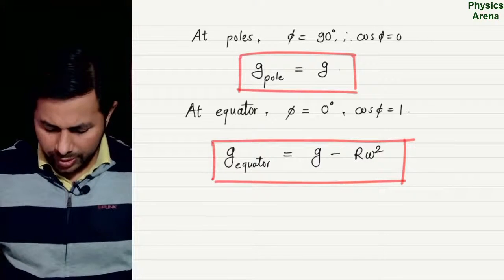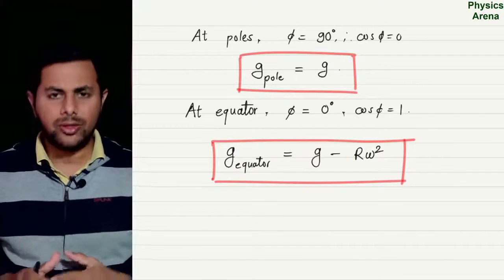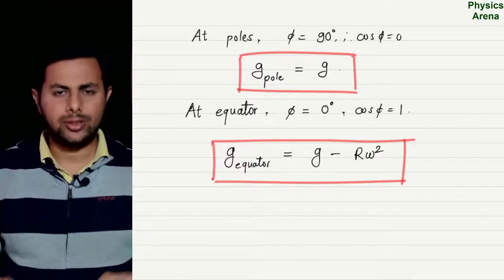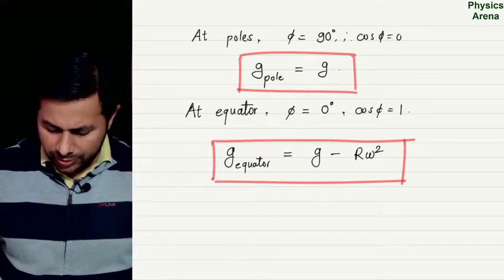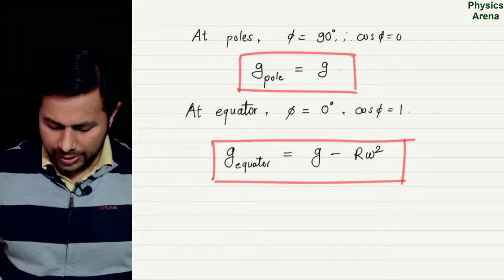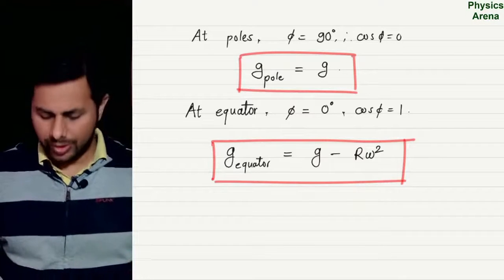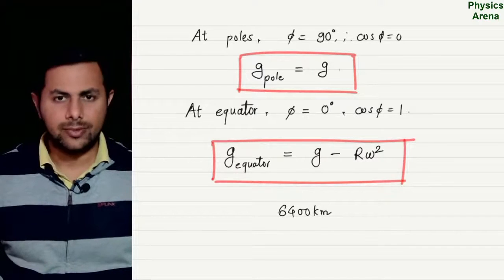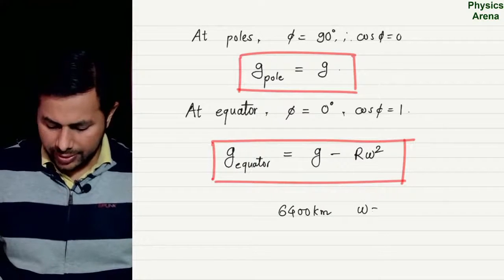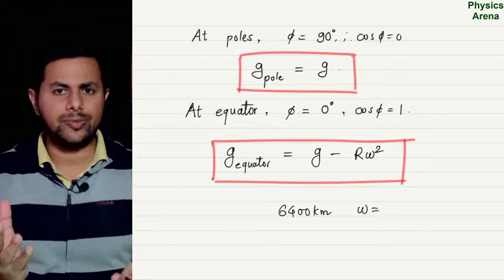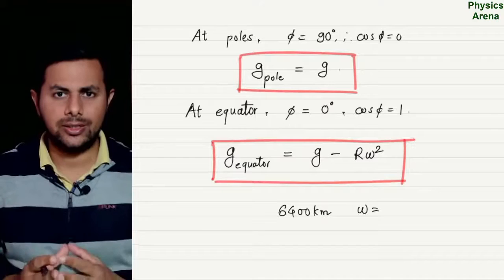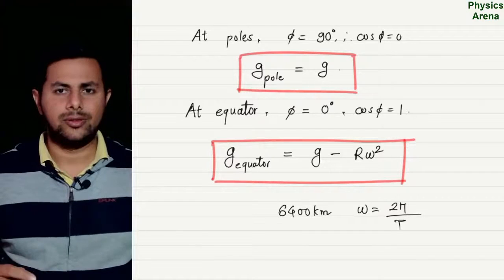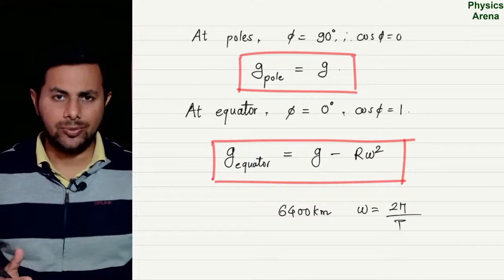All right. So now if you want to find out how much will be the change in acceleration due to gravity, due to the altitude, what you can do is find out this factor, r omega squared. So r is the radius of earth, whose value is about 6400 kilometers, I guess. And omega is the rotational speed of earth, angular velocity you can say, or angular speed. So it is 2 pi divided by the time period of earth's rotation, which is 24 hours.